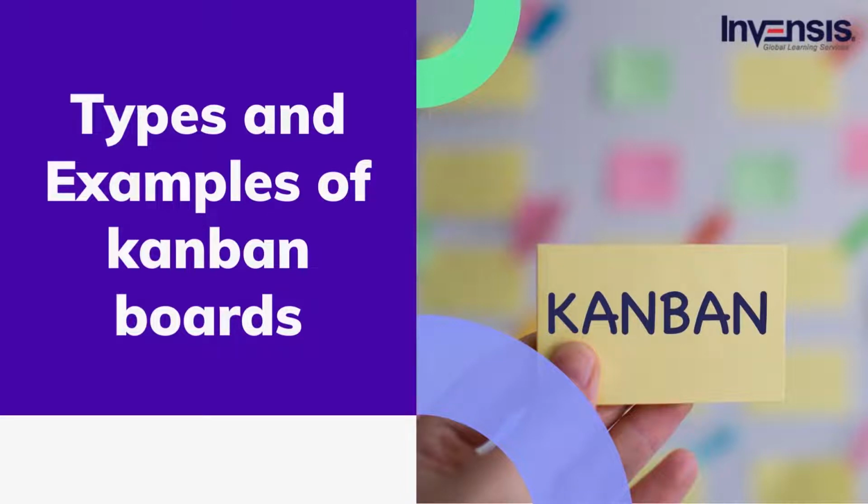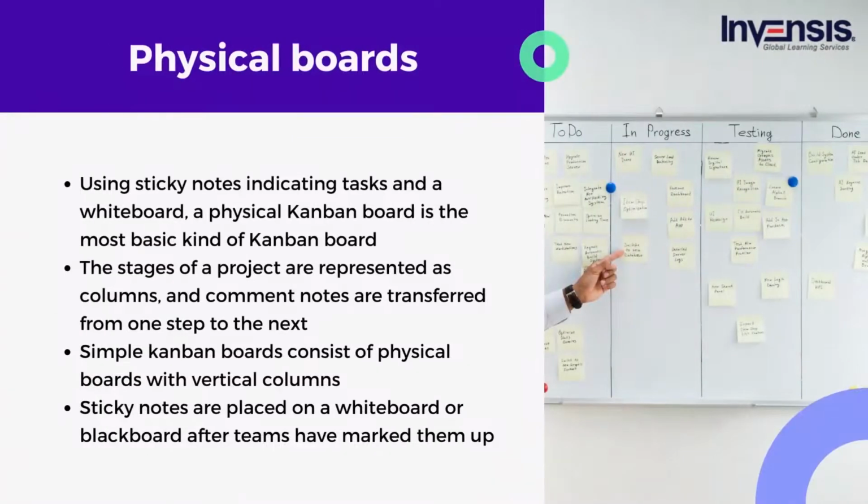Kanban is adaptable to several environments, including manufacturing, human resources, agile software development, and DevOps software development. The kind of environment in which Kanban is used frequently determines whether the board is physical or digital. Talking about physical boards. Using sticky notes indicating tasks and a whiteboard, a physical Kanban board is the most basic kind of Kanban board.